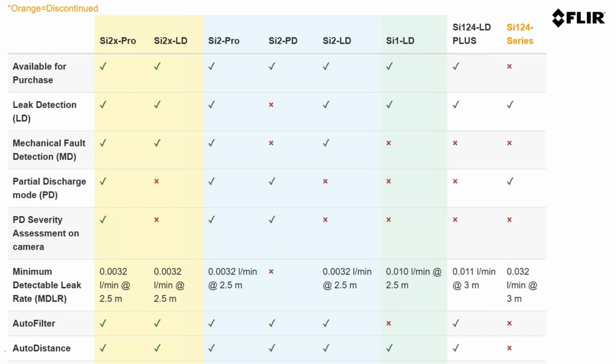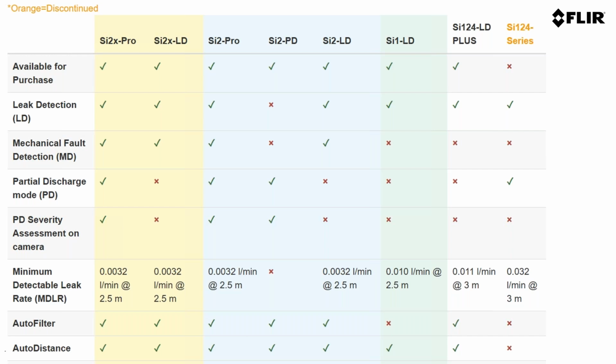As David was saying, we were focusing more on the SI2 series and the SI1 series. So you can see in each of the different models what the available modes are. For example, in terms of Pro, you can have the 3 modes, which are leak detection, mechanical fault detection, and partial discharge.